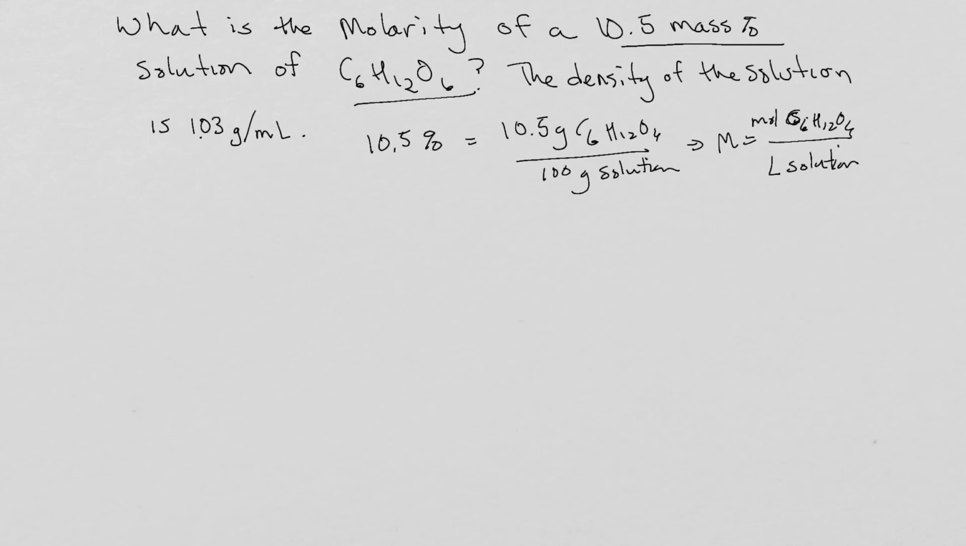So if we think about this as a conversion, on the top I need to go from grams of C6H12O6 to moles of C6H12O6. That's not so hard. Grams to moles, that's just a molar mass conversion. On the bottom, I need to go from grams of solution to liters of solution. So I need to go from mass to liters. Well, anytime we need to convert from volume to mass, we need a density. And so you can see why the density is provided here.